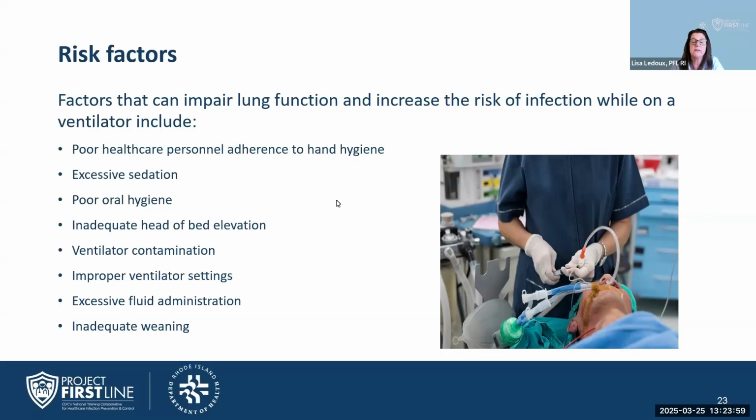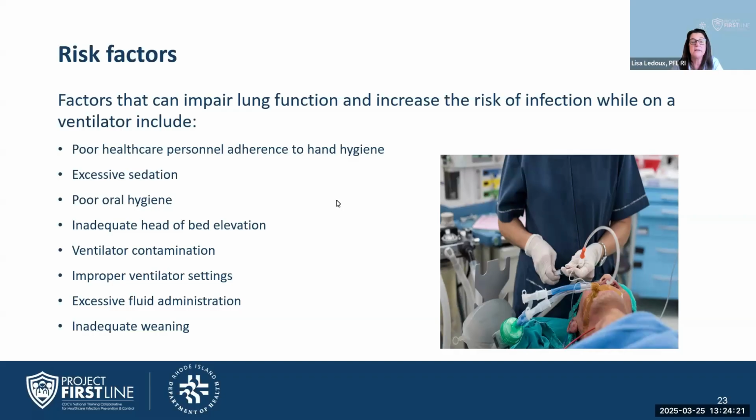Inappropriate body positioning. By keeping the head of the bed too low, that can lead to poor drainage of respiratory secretions and increasing the risk of infection. Contamination of the ventilator circuit, either from improper handling or lack of regular changes, and that can introduce bacteria directly into the patient's airway and lungs.